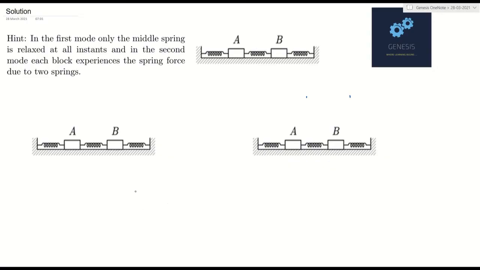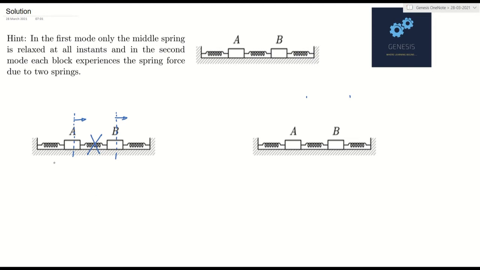So we now go ahead with the solution. In the first case, both XA and XB are equal and they're in phase. So they are equal not only in magnitudes but also in directions. So both of them are moving in the same direction by the same amount. This immediately means that the middle spring is not going to be deformed.